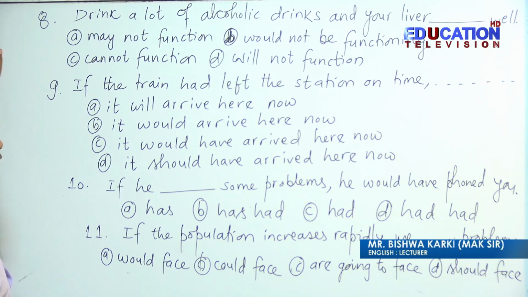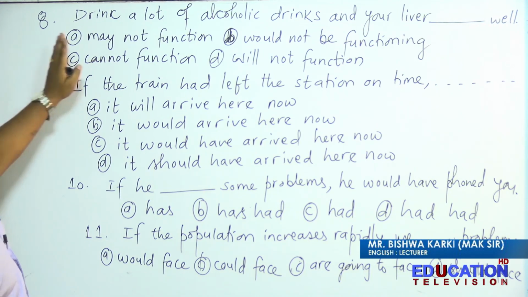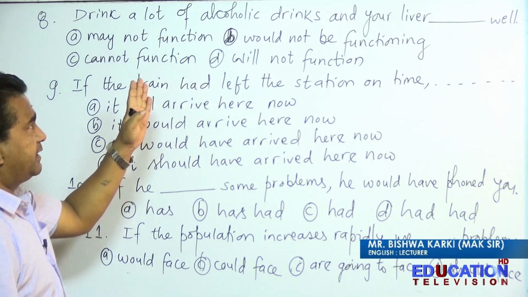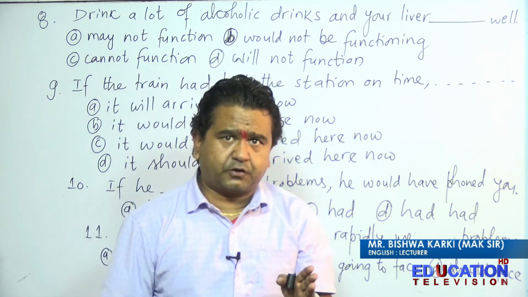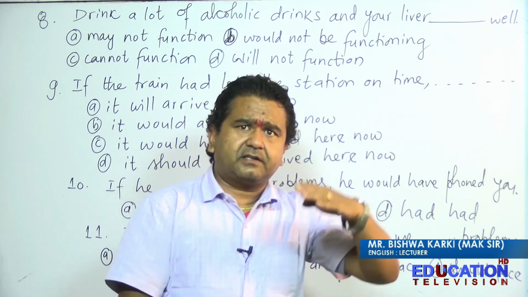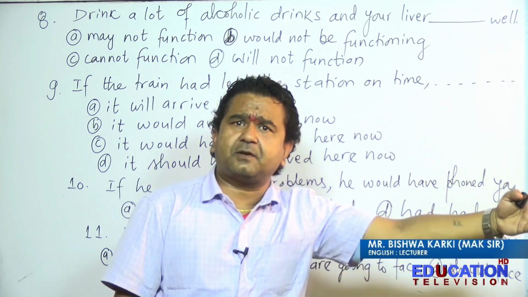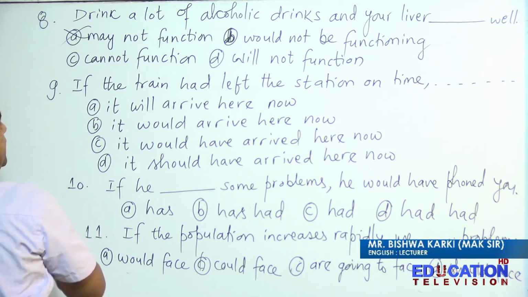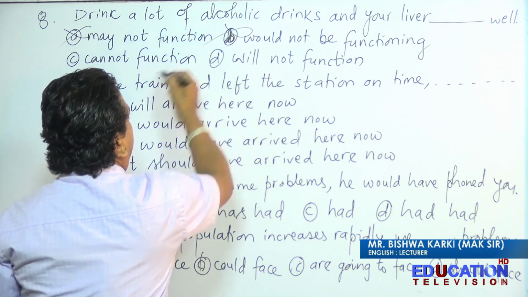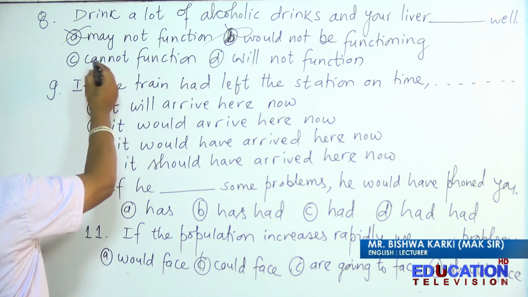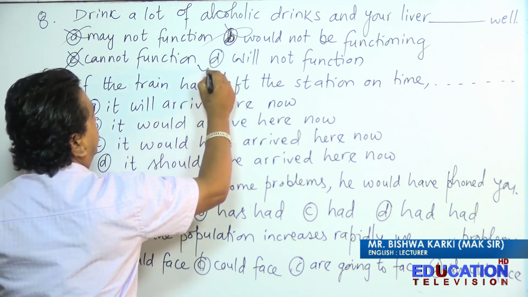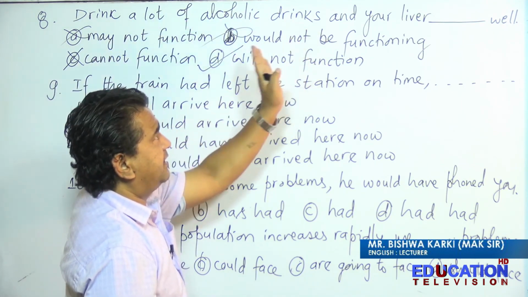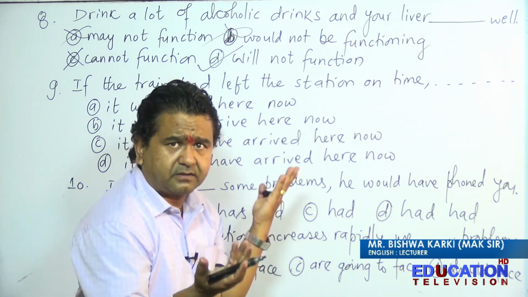Drink a lot of alcoholic drinks and your liver. If there is imperative plus and, this sentence functions as an equivalent to if clause. Imperative plus and, the next sentence should be simple future. Now let us see simple future. May not function, it is not simple future. Would not be functioning, this is also not simple future. Cannot function, this is also not simple future. Will not function, this is simple future. Imperative sentence plus and, the next side should be simple future. Correct.